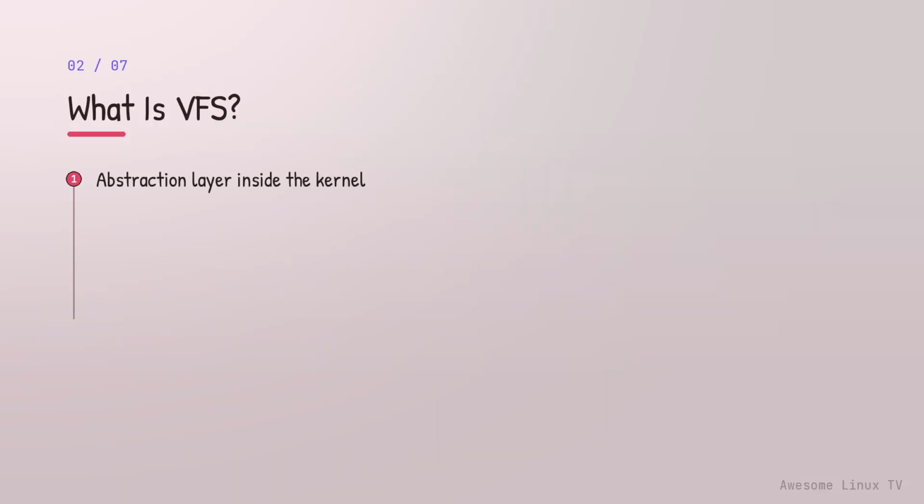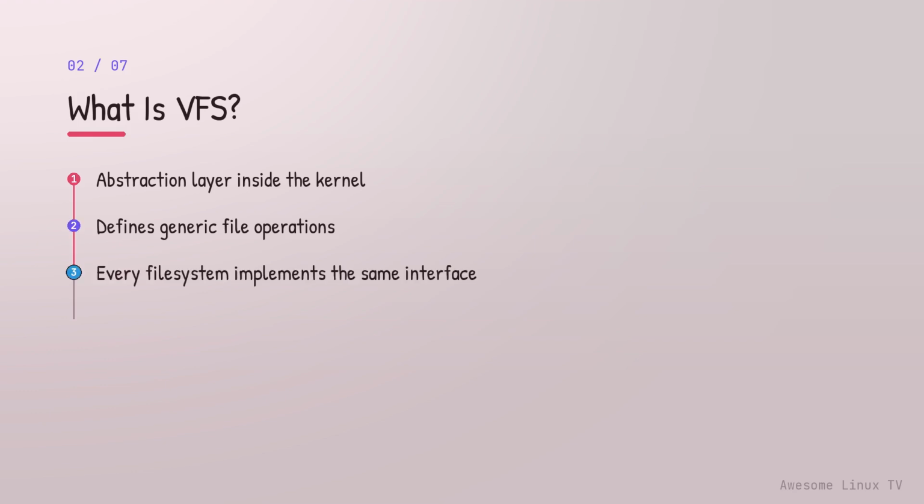It defines a set of generic operations: open, read, write, close, seek. And every file system that wants to work with Linux must implement those operations. Think of it like a contract. The kernel says, here's what I need you to handle, and each file system plugs in its own version. That's why you can run the same cat command on an ext4 drive, an NFS share, or even a virtual file system like proc, and it just works.